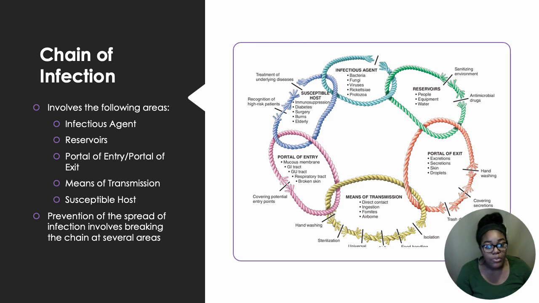So you have the portal of entry. If you're not successful in protecting yourself with the means of transmission, this infectious agent will go in through any of these portal of entries. That could be through your GI tract, through the mouth, into the esophagus, into the stomach.